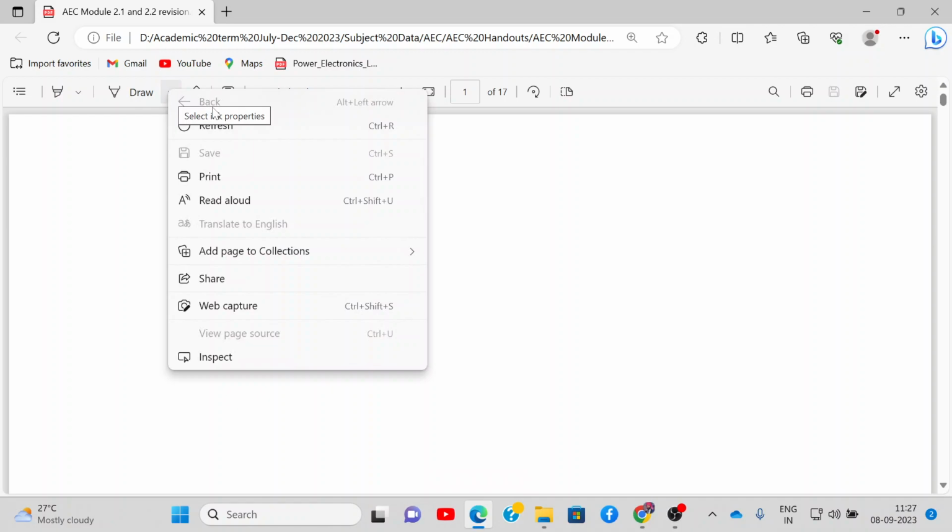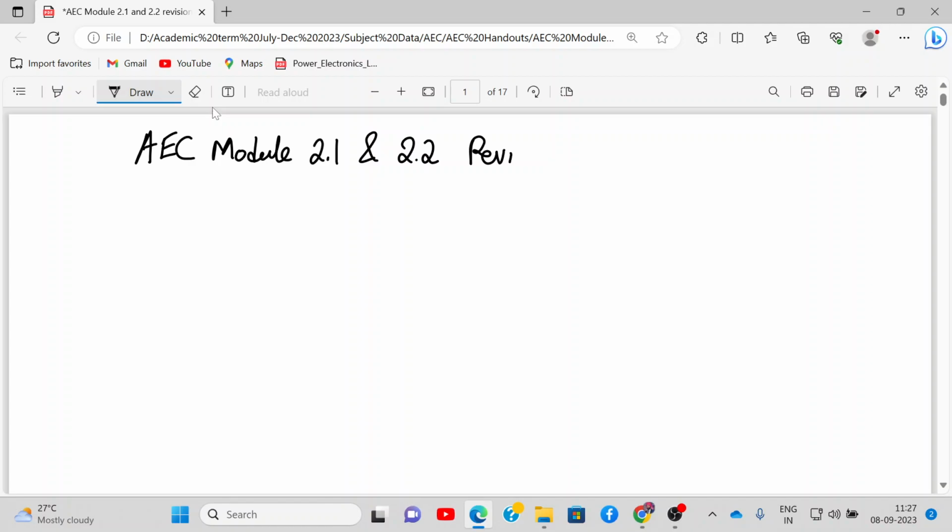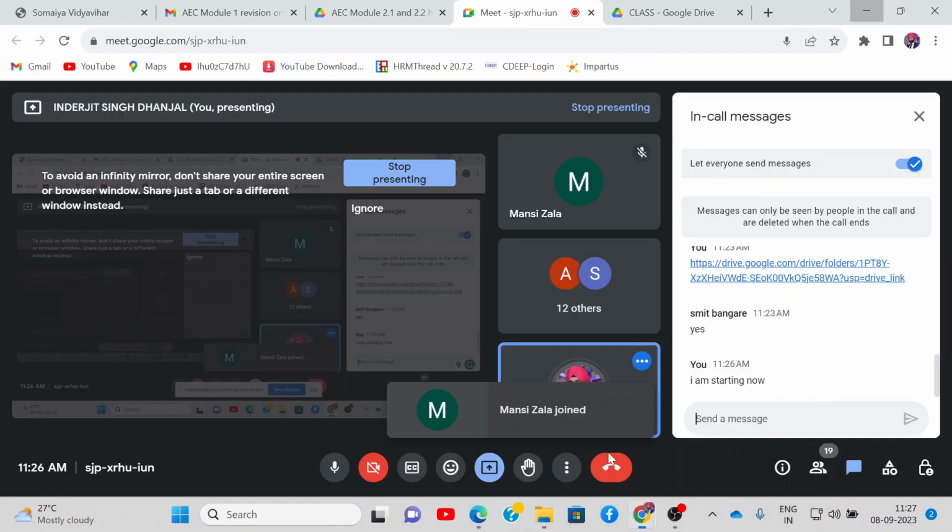Okay, so this session is about MOSFET. So this is AEC module 2.1 and 2.2 revision. Today's date is 8/9/23. Can you see what I am writing over here live? Just reply in the chat box, in the chat. Yes?